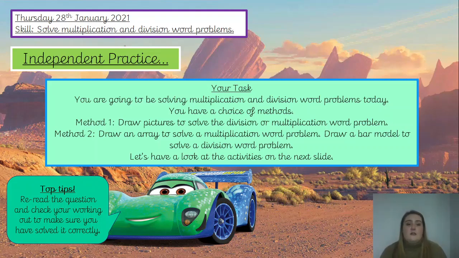So if it's asking you to multiply, if the word problem is a multiplication word problem, you're not going to solve that if you draw a bar model, okay? So make sure your working out is correct too.